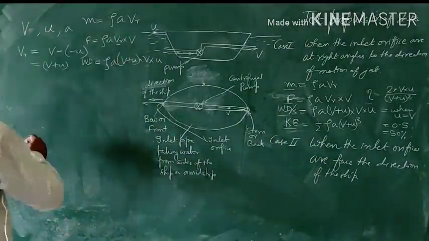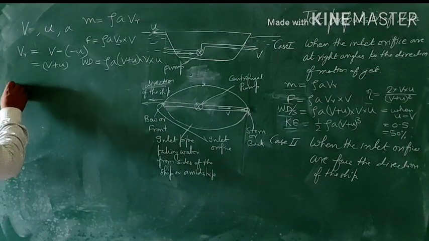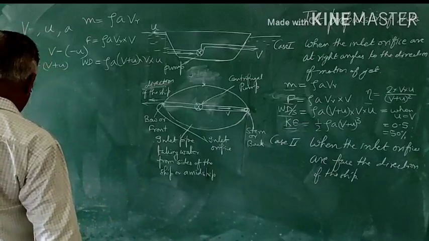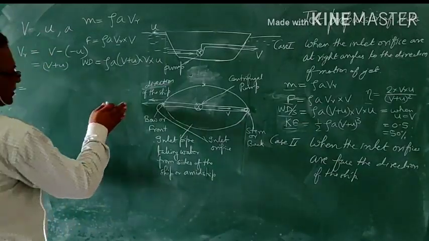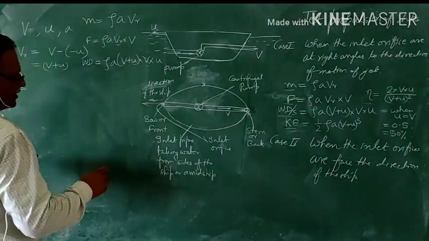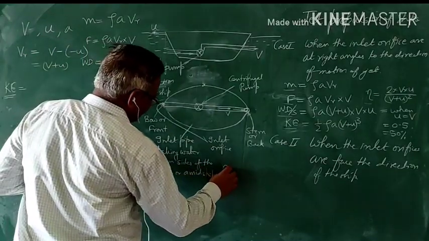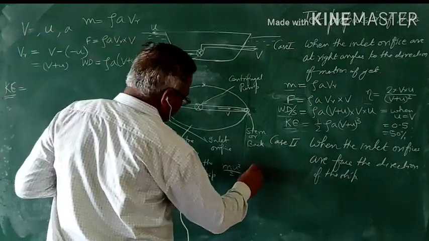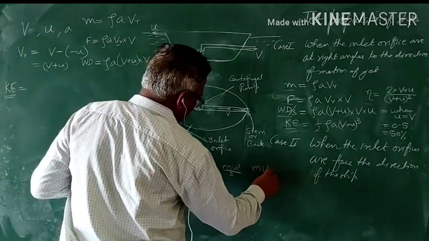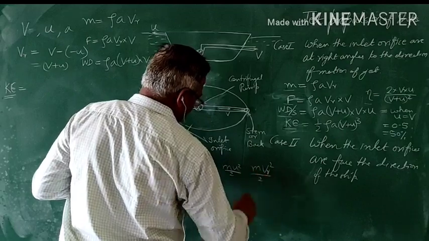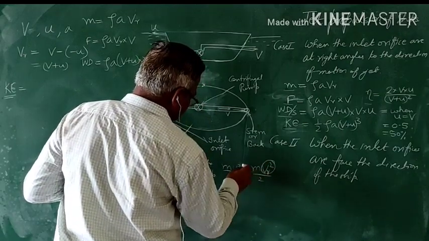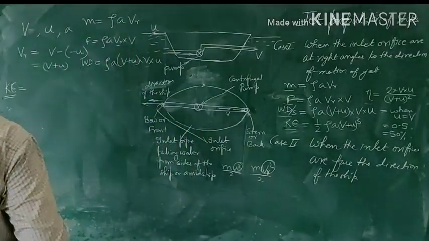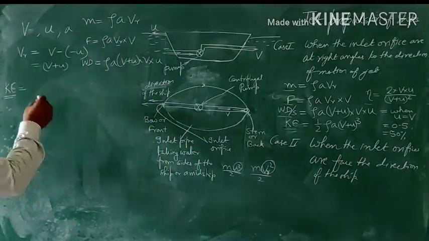Only the change in kinetic energy, or the kinetic energy supplied by this pump, will change. As the water is coming in with an already existing kinetic energy of half m u square, and it is going out with half m Vr square. This is the exit velocity and this is the inlet velocity in this case. So the pump is providing the kinetic energy of the difference of these two.